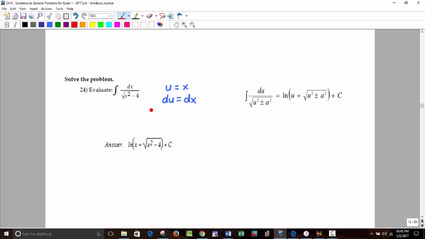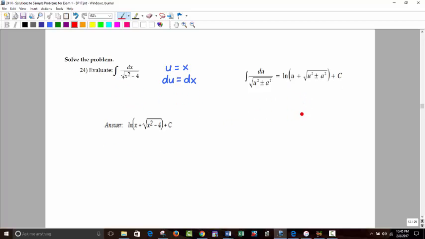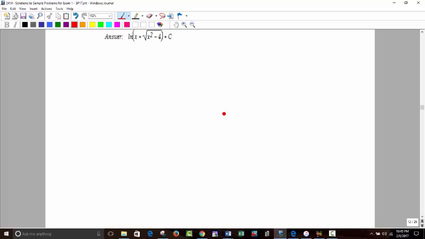U is x, du is dx, so no adjustments were made. So look at the result, and here's the answer right there. So u is x, so it's ln of x plus the square root of x squared minus 4. In other words, the original denominator, all in parentheses, plus c. So the key on this one, like I said, is just choosing the right formula. It's easy to set up the integral here, but you got to pick the right formula.